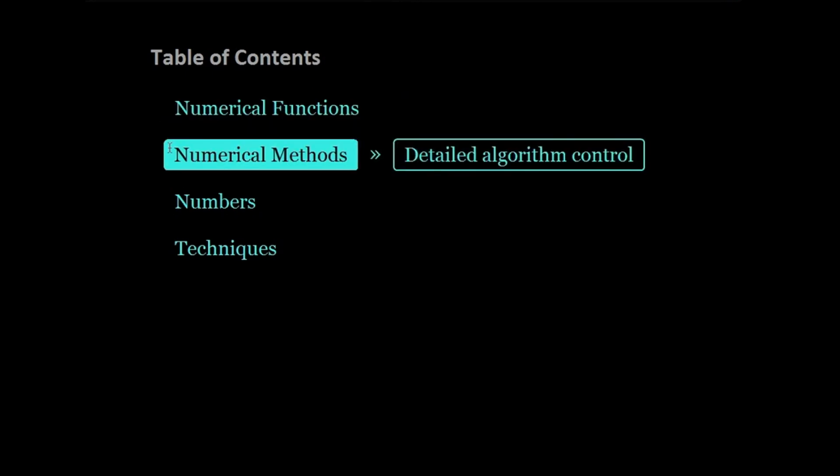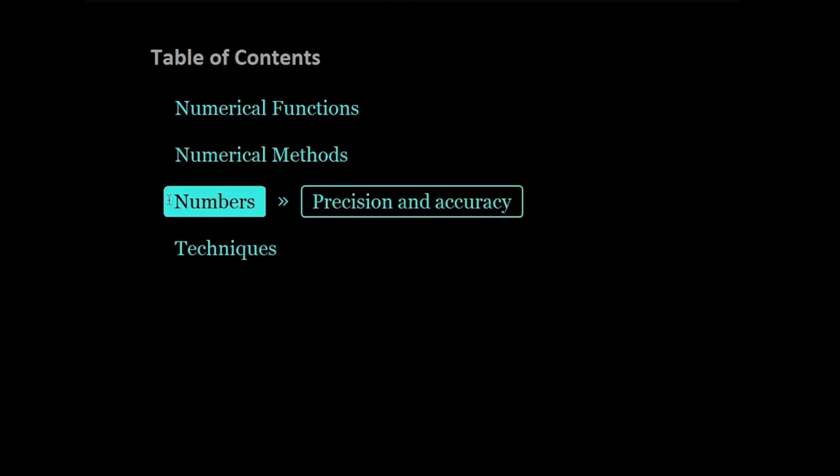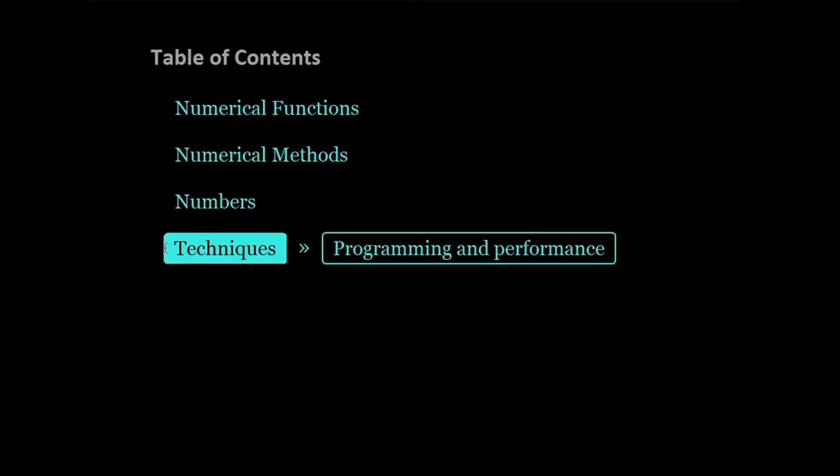Next, I'll show how to control Mathematica's numerical algorithms in detail, and I'll also show a few ways to monitor methods while they're running. Then I'll spend a few minutes talking about the different kinds of approximate and exact numbers that are used by Mathematica. Understanding these is important to get the most out of numerics functions. Finally, I'll give some general tips on programming with Mathematica's numerics functions, including techniques for optimizing performance.